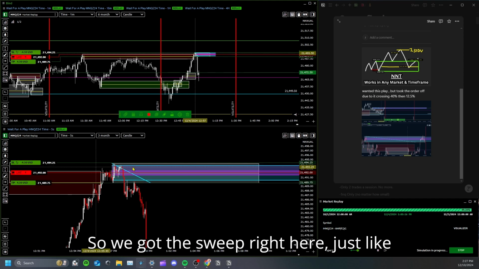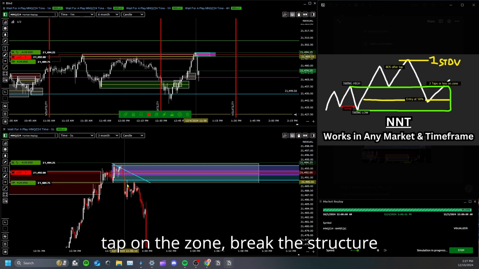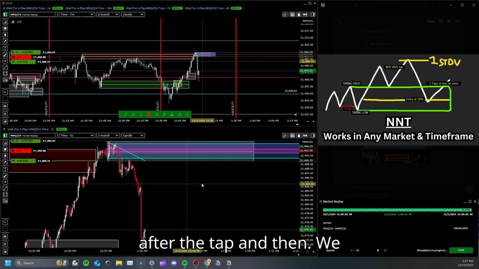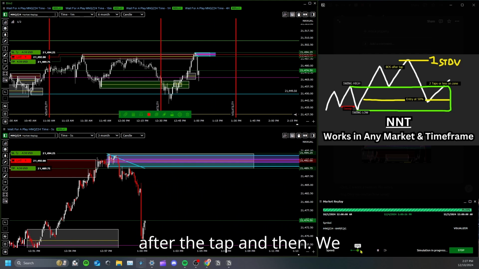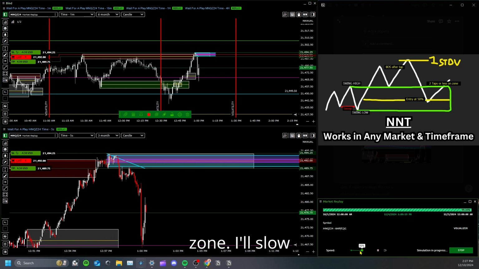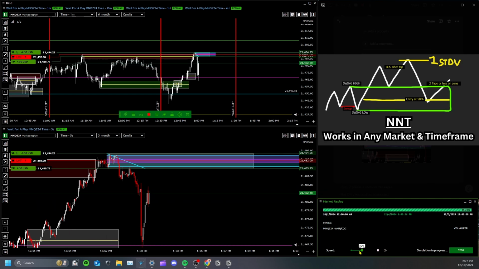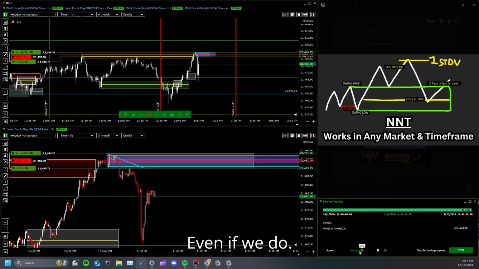So we got the sweep right here, just like this example up here. Sweep right here. Tap on the zone. Break of structure after the tap. And then we 100% have reached 100% away from the zone. I'll slow price down when we get real close to it, even if we do.